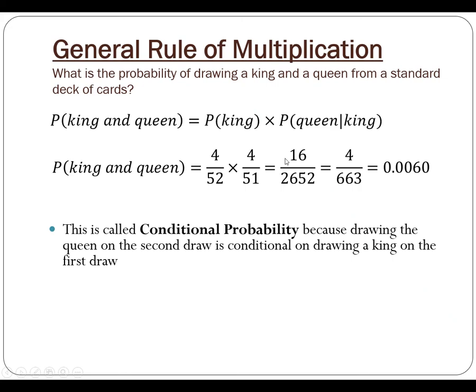When we do the multiplication on this, multiplying numerator by numerator would be 16. 52 times 51 is 2,652. This reduces to 4 out of 663 if you wanted to reduce it to a fractional value, or a decimal value of 0.0060, or 0.6% chance of drawing a king and a queen from a standard deck of cards. So like I said a little while ago, this is called conditional probability because drawing the queen on the second draw is conditional on the fact that we drew a king on the first draw.